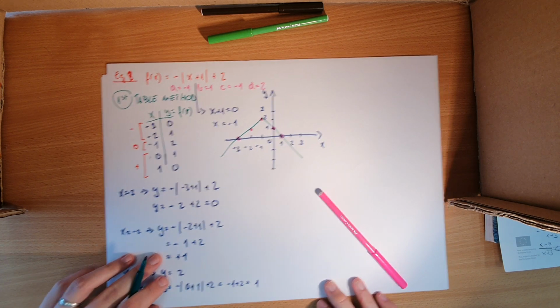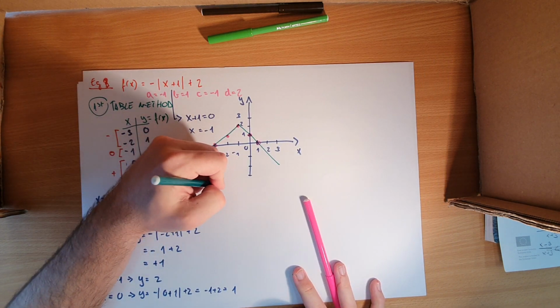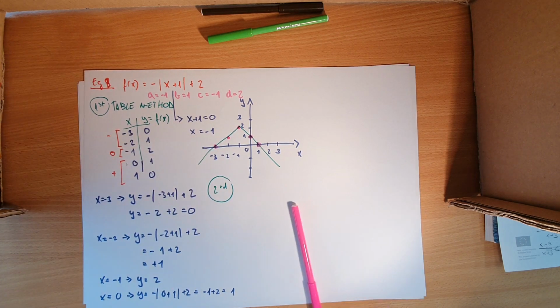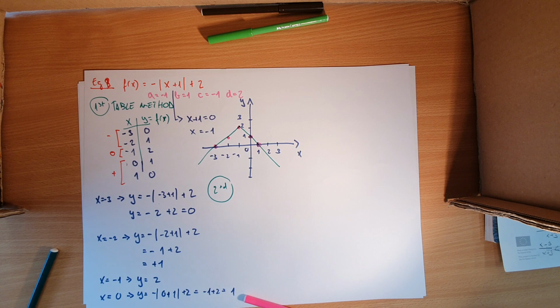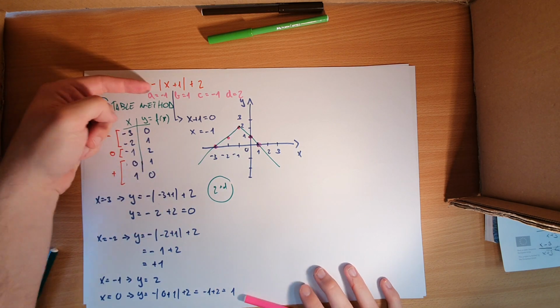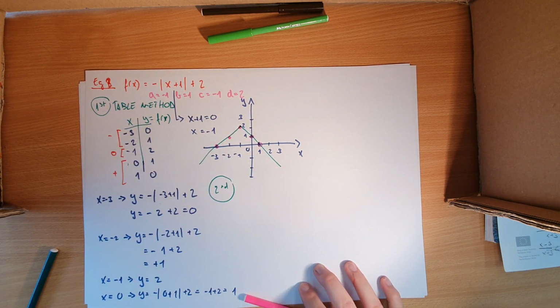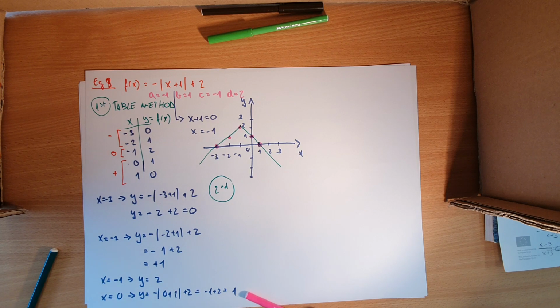Now let me show you the second method, how to apply it. Now, you should know why this V is turned downwards. You should know why.